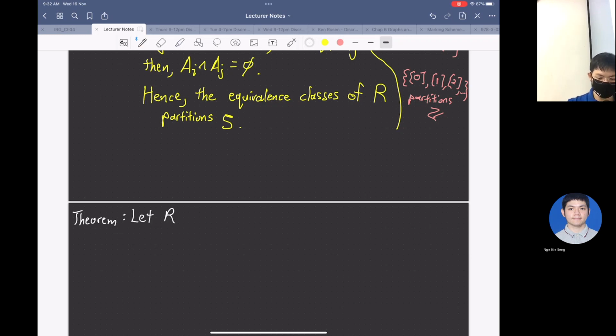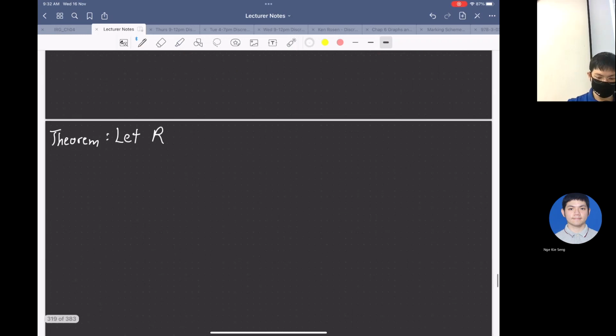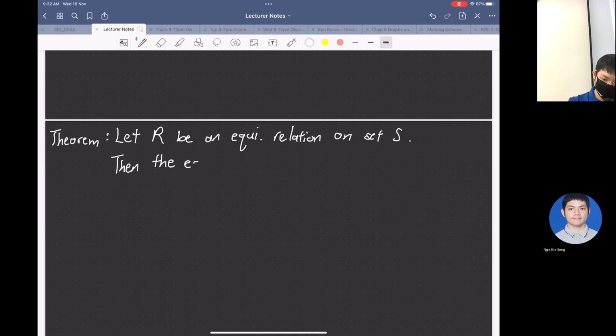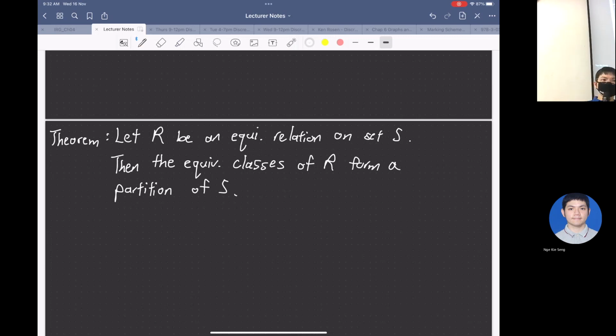Suppose you start with an equivalence relation again. Sorry, equivalence relation. What I see here also got a problem. A relation R on a set X again. Then the equivalence classes of R form a partition of X. Okay.